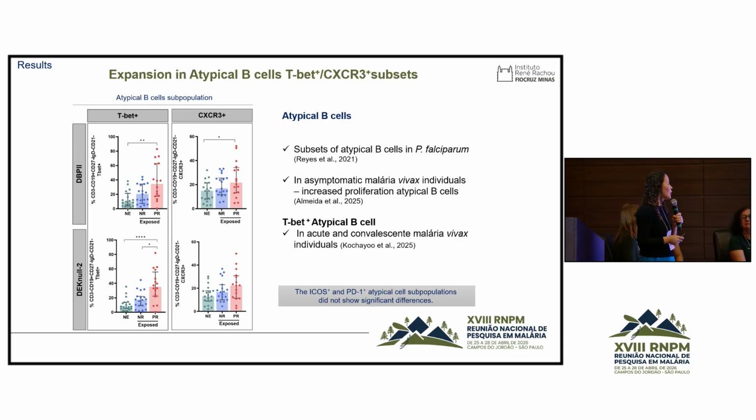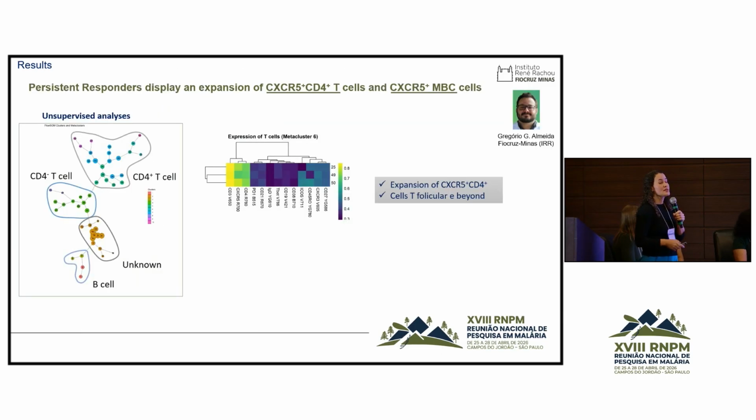These cells have been reported in the literature, and this marker, the first that is positive, was enhanced in the persistent responders in red compared to the other antigens. And we observed here, in this unprecedented study, this CXCR3 positive in individuals in red who were persistent responders for DBP antigens. And the importance of the atypical B cells was reported in recent literature with symptomatic malaria.